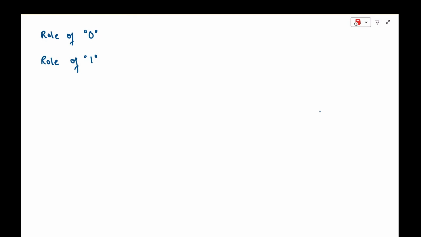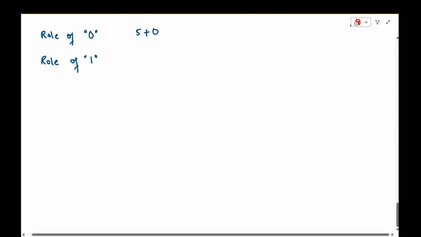Okay, let's study two more things which are very important over here. That is the role of 1 and the role of 0. What is it? It means if I add any type of number with 0, suppose I'm taking 5 plus 0, we know it is 5. It means in addition, 0 does not play any role.